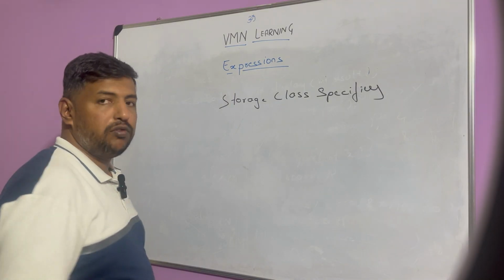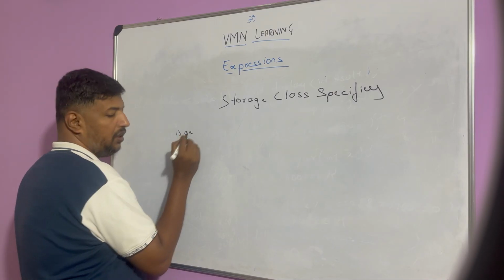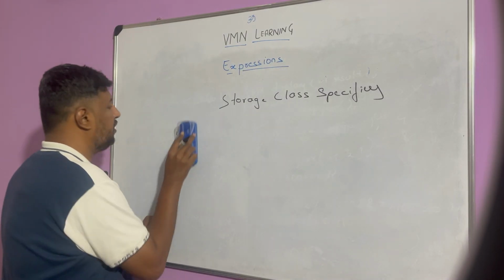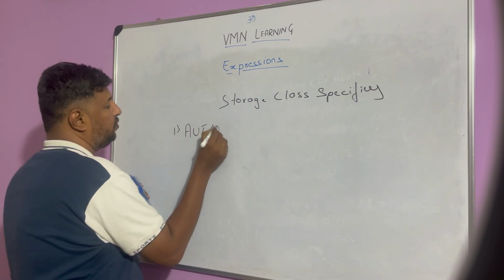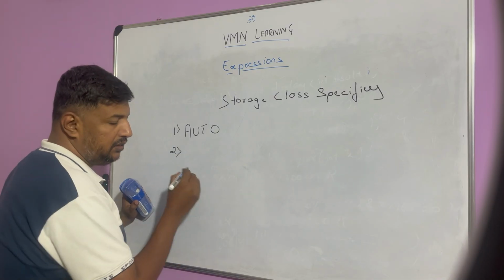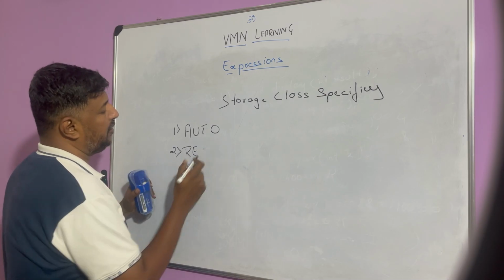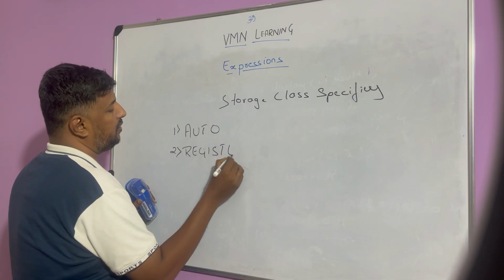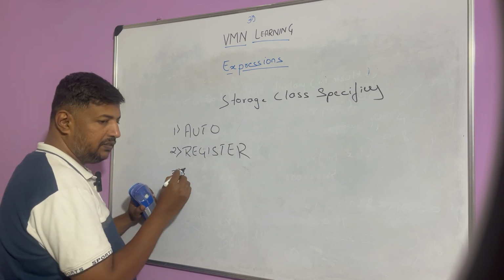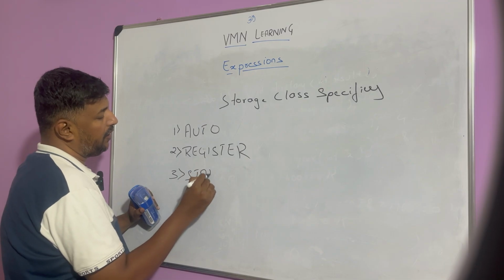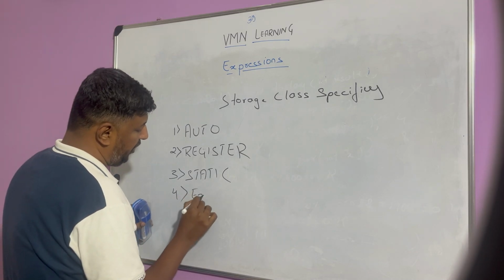Okay. So there are 4 types of storage class specifiers. First one is auto. Second one is register. Third one is static. And fourth one is extern.